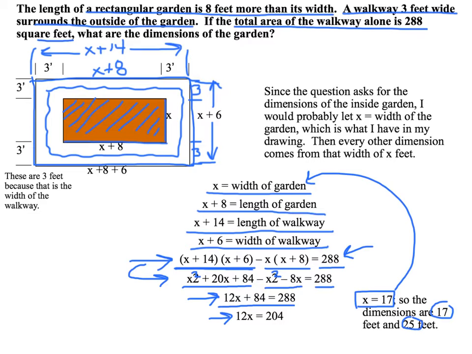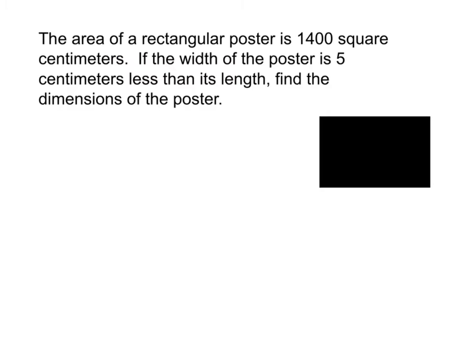Now once again, you may have gone through and done this problem a completely different way, because there are many different ways to solve the problem. Here's another problem for you to practice before watching me do it. The area of a rectangular poster is 1,400 square centimeters. If the width of the poster is 5 centimeters less than its length, find the dimensions of the poster.